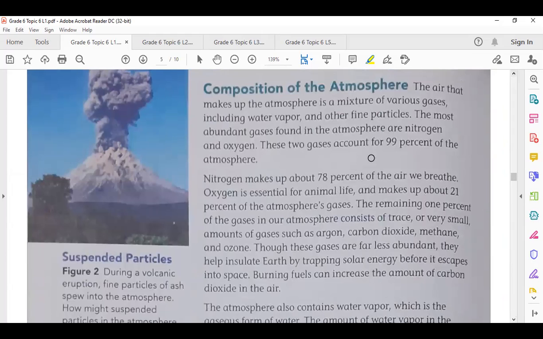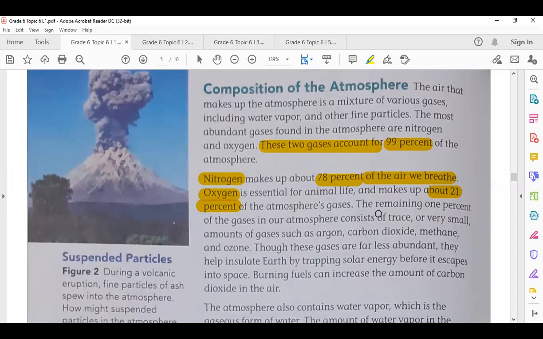The composition of the atmosphere, as I told you: 78% of the air we breathe is made up of nitrogen. Oxygen is essential for animal life, as you know, and makes about 21%. If you add 78 plus 21, it gives you 99%. So the atmosphere is mainly made up of two gases, nitrogen and oxygen, which together make 99% of the atmosphere.